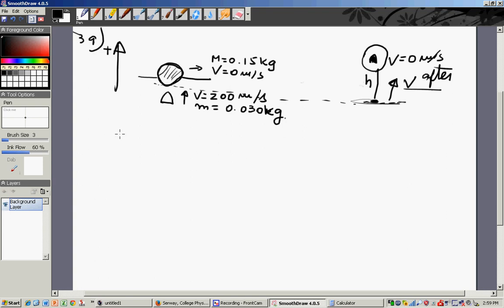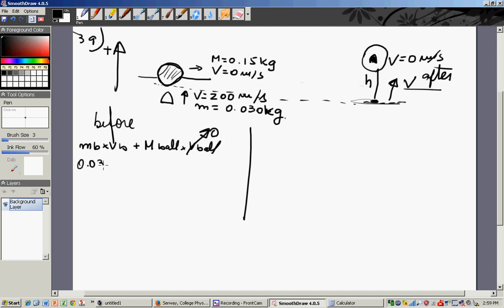Okay. So before collision, what do I got? I got the mass of the bullet times velocity of the bullet plus mass of the ball times velocity of the ball. And I know the ball was not moving, so this is zero. So before collision, the only momentum I have is the bullet itself, 0.03 kilograms times its velocity, 200 meters per second. So that's going to be 6 kilogram meters per second.